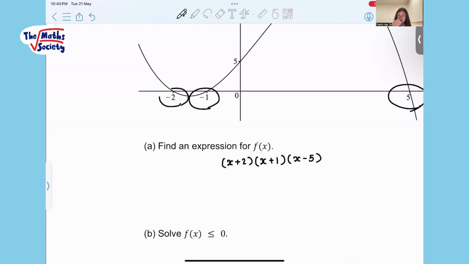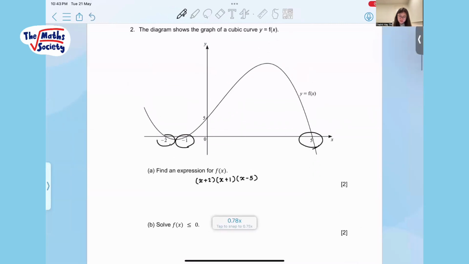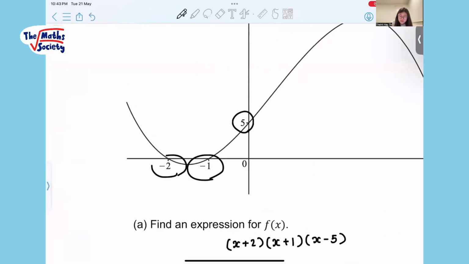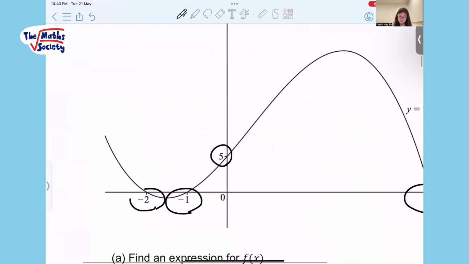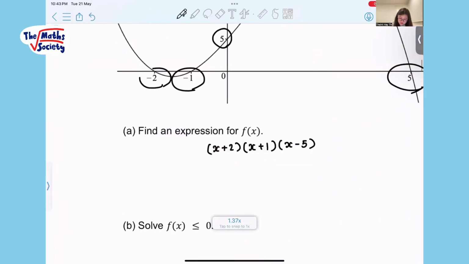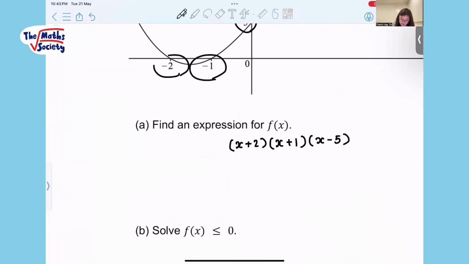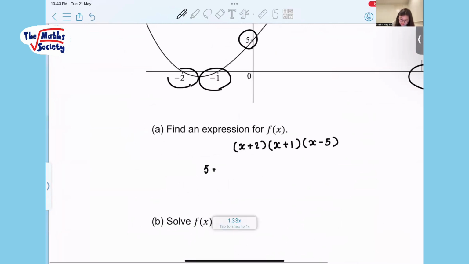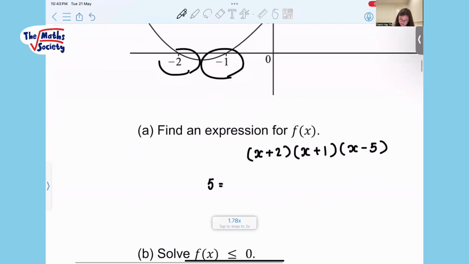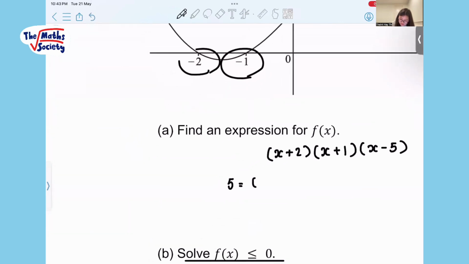So for now, we know this, but because it's a cubic, we know there's going to be one coefficient at the front. But we have the value of y, which is 5. So we can actually use this y value to solve for the coefficient. So then it's going to be 5 equals the coefficient times (0 plus 2), (0 plus 1), and then (0 minus 5). So then you'll have 2, 1, minus 5.